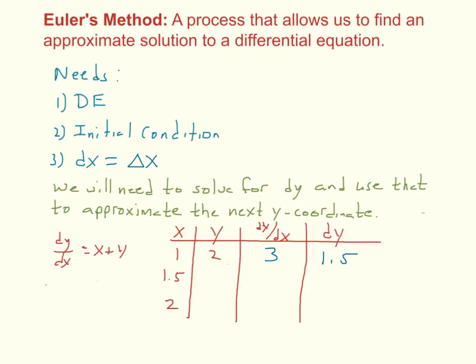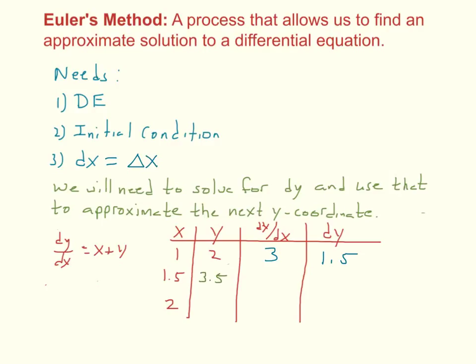So I can now use that 1.5 to calculate my next y coordinate. This is saying that when I go by dy, when I go up by 1/2, my change in y is going to be real close to 1.5. And so in this case, I started at 2, and so I'm going to go up 1.5. So I take 2 plus 1.5, and 2 plus 1.5 is going to be 3.5.